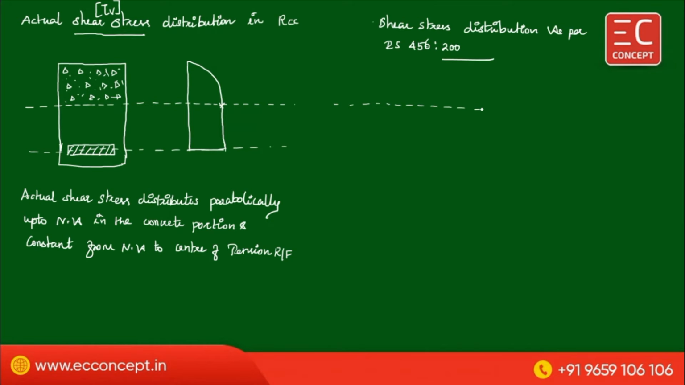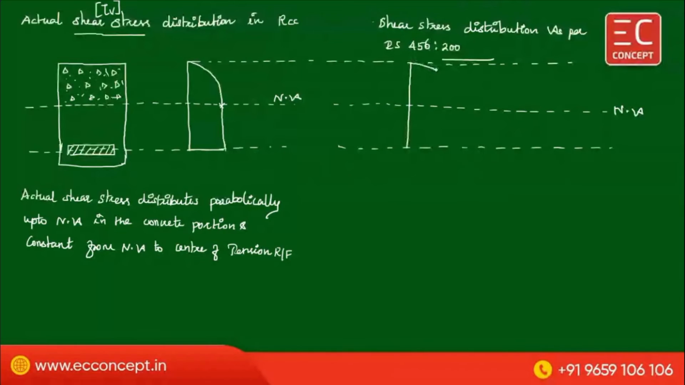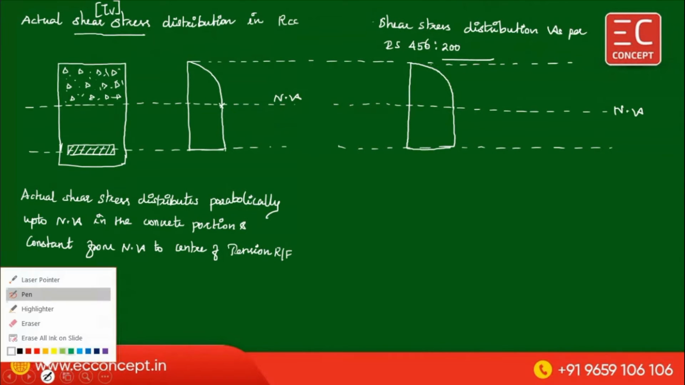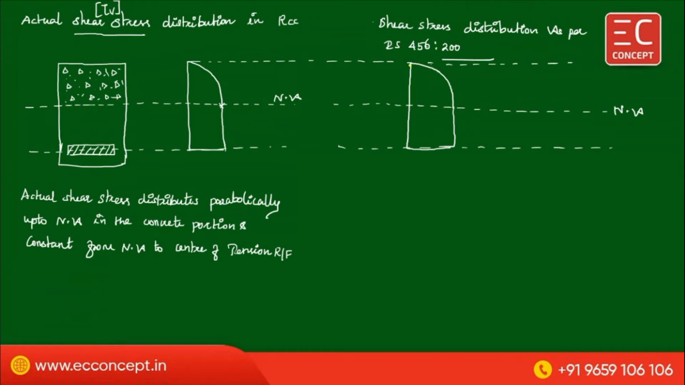This is up to here. Actual stress is parabolic with a rectangle, but IS 456 idealized this as average. Okay, average.